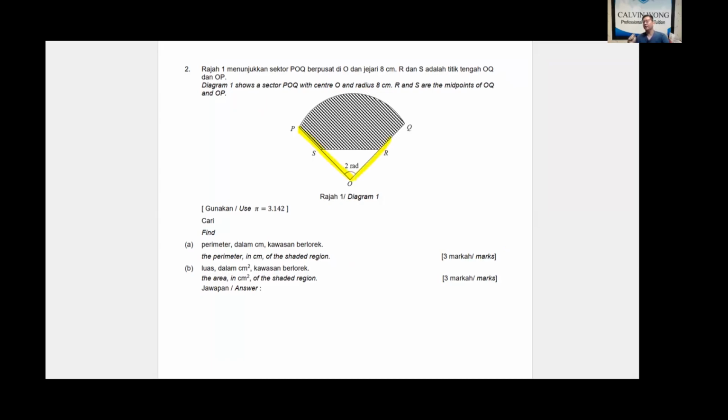So what they give you is a sector, and then they give you 2 radian. What else do they give? Then you search for information. So POQ, radius is 8, this one is 8. And S is the midpoint, and then R is also a midpoint, that means you cut into 2: 4, 4, 4, 4, like that.